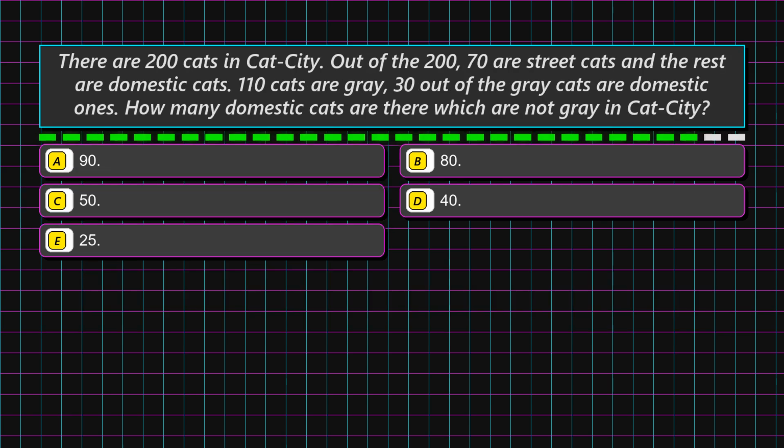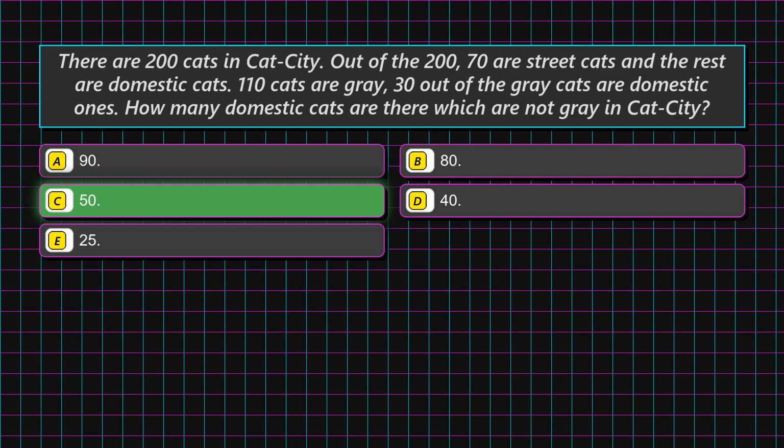Question 5. There are 200 cats in Cat City. Out of the 200, 70 are street cats and the rest are domestic cats. 110 cats are gray, 30 out of the gray cats are domestic ones. How many domestic cats are there which are not gray in Cat City? Option A, 90. Option B, 80. Option C, 50. Option D, 40. Option E, 25.